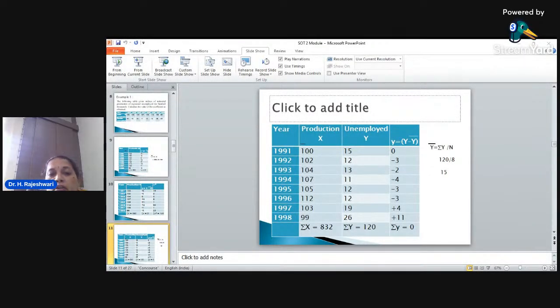Now you can find out the y value. Already you know the y value. Similarly, add all the y values. Sigma y equal to 120. Divide it by n, that is 8. You will be getting 120 divided by 8 equal to 15. Now you take y equal to y minus y bar. In the previous step, you found the deviation from the mean value of x. In this, we are finding the deviation for y.